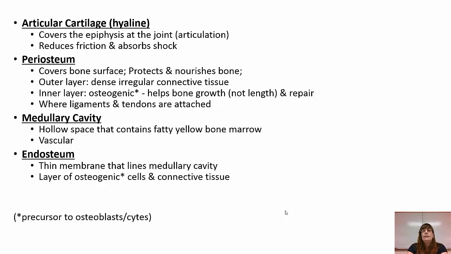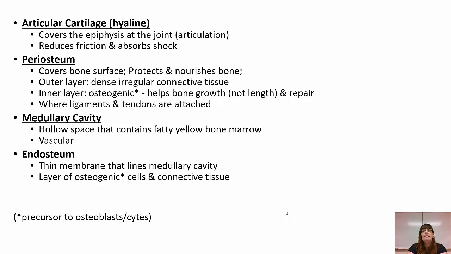The periosteum is the outer layer covering the bone. This helps protect and nourish the bone. It's dense, irregular connective tissue, so it can withstand pulling in multiple directions. The inner layer is osteogenic, so that helps bones grow in length and repair. This is where ligaments and tendons are attached.